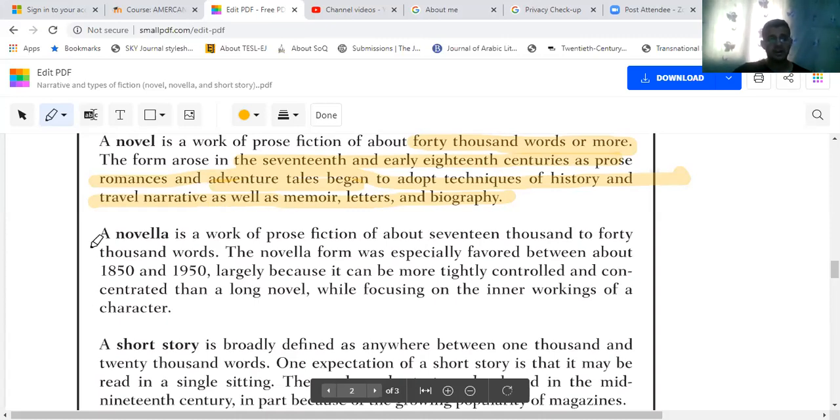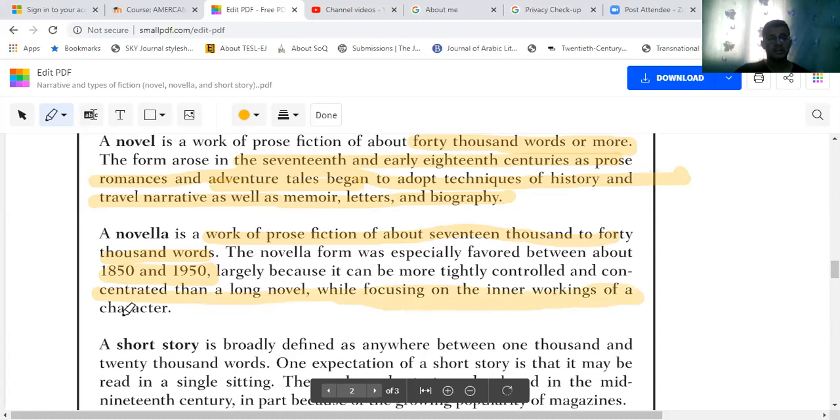Now, a novella, this is the second one, is a work of prose fiction of about 17,000 to 40,000 words. So simply, a novella is a shorter form of the novel, okay? The novel is the biggest one, and the shorter one is the novella, which is 17,000 to 40,000 words. The novella form was especially favored between about 1850 and the 1950s, largely because it can be more tightly controlled and concentrated than a long novel while focusing on the inner workings of the characters.